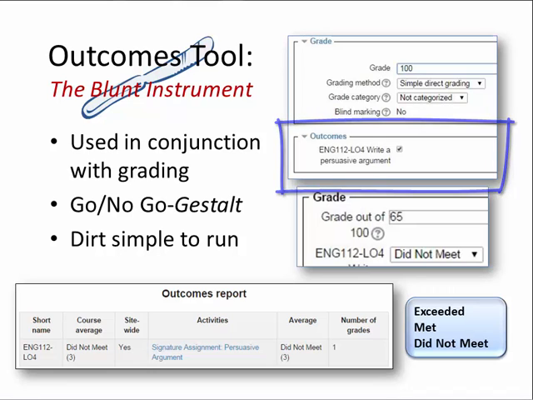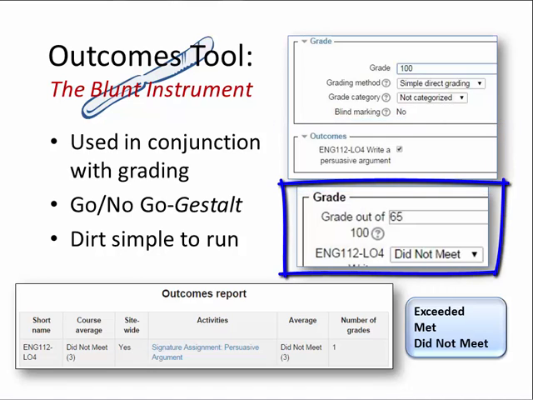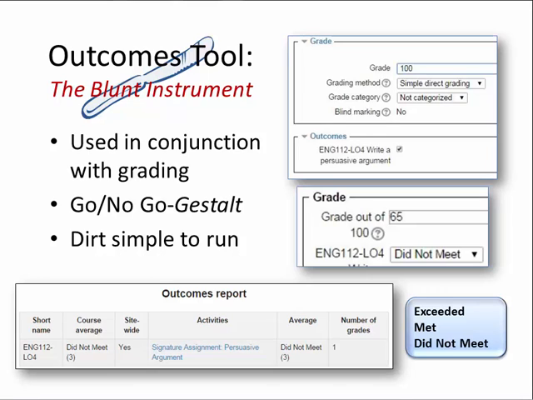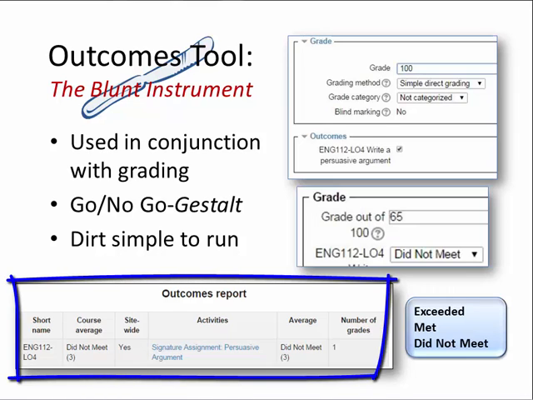When the instructor then goes on to grade the assignment, the outcome, with a pull-down scale, will be available immediately below the grading box. This tool is a simple go, no-go style measure. The instructor makes a gut-level gestalt assessment of the student's abilities to meet the outcome based on the work provided. Once all the grades are in, the instructor can go back to the gradebook and select the Outcomes report to see how the class did on this outcome.